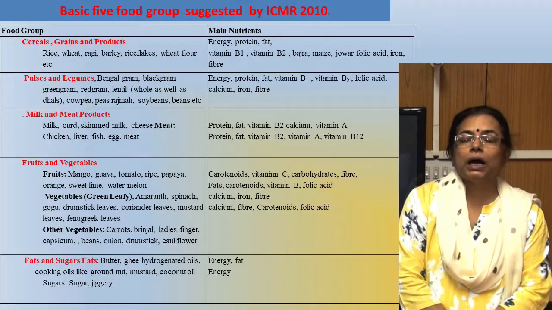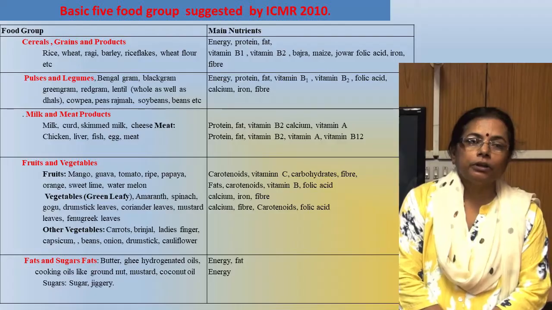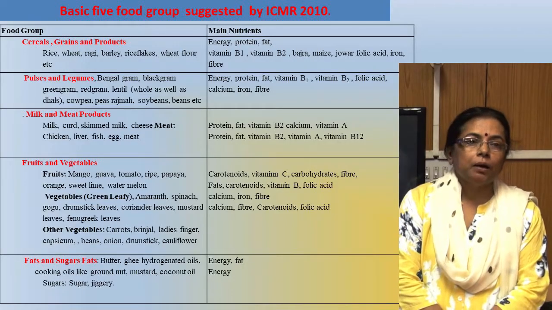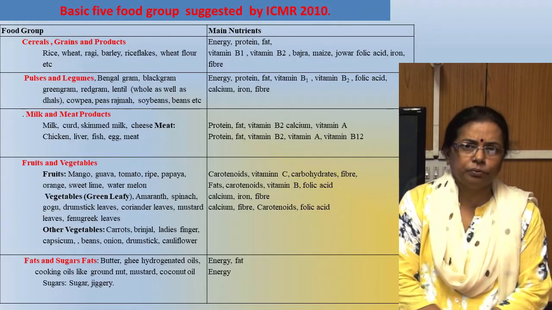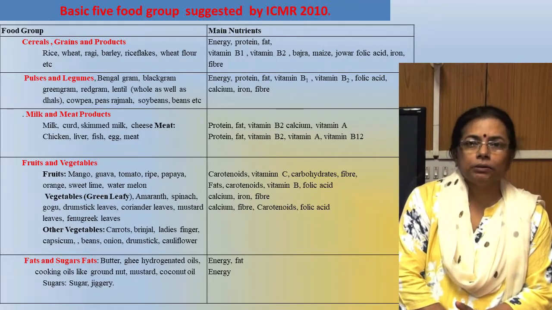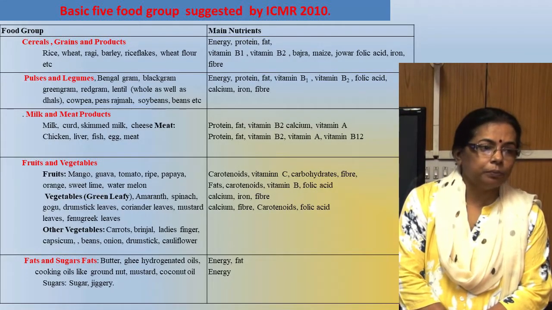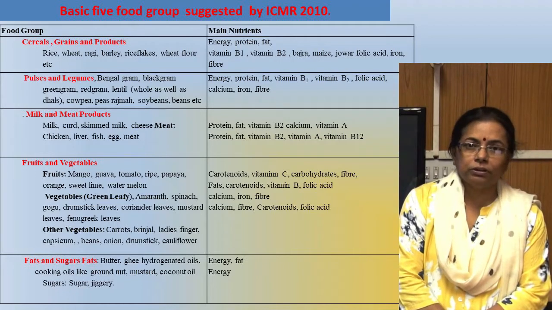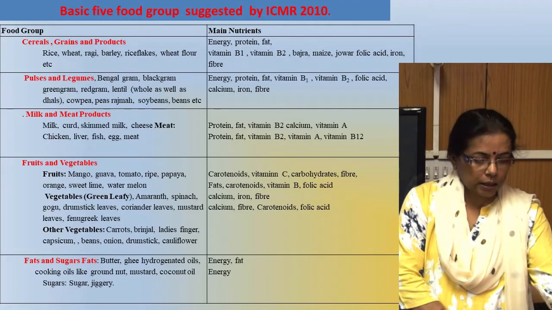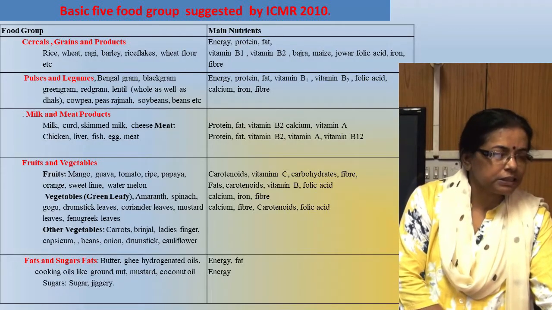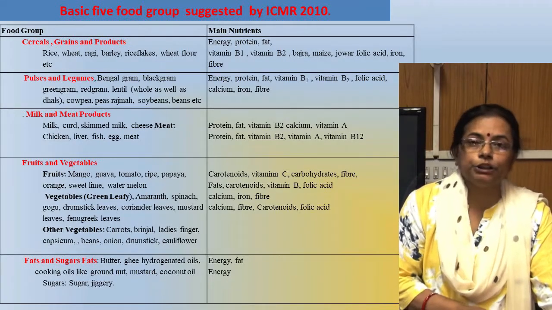in my lecture 2. Foods are grouped into different classes for the convenience of menu planning based on their nutritive value. They are basic 4, basic 5, and basic 7 food groups. Anyone can be selected as per convenience. Here is the basic 5 group as suggested by ICMR 2010, and it is most commonly used. I have given it here for your ready reference. And food from each group should be selected in each meal.